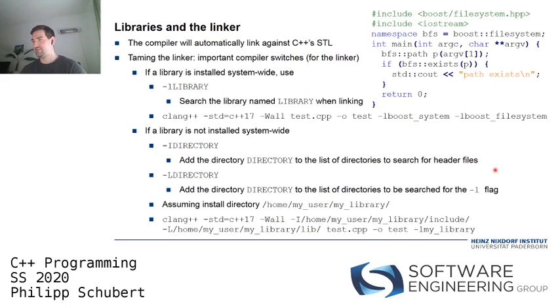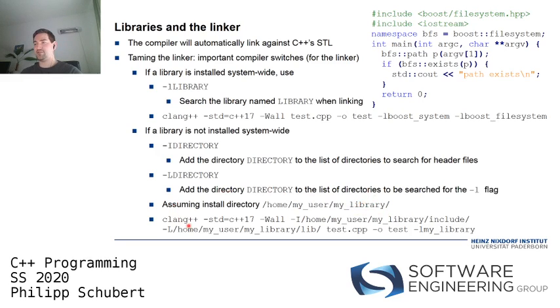I believe we do have an example. Here we have an example. So let's assume for now that you have a library which you installed in your home directory. So you have /home/my_user/my_library. And my_library basically comes with the library, and you now wish to link against that library.